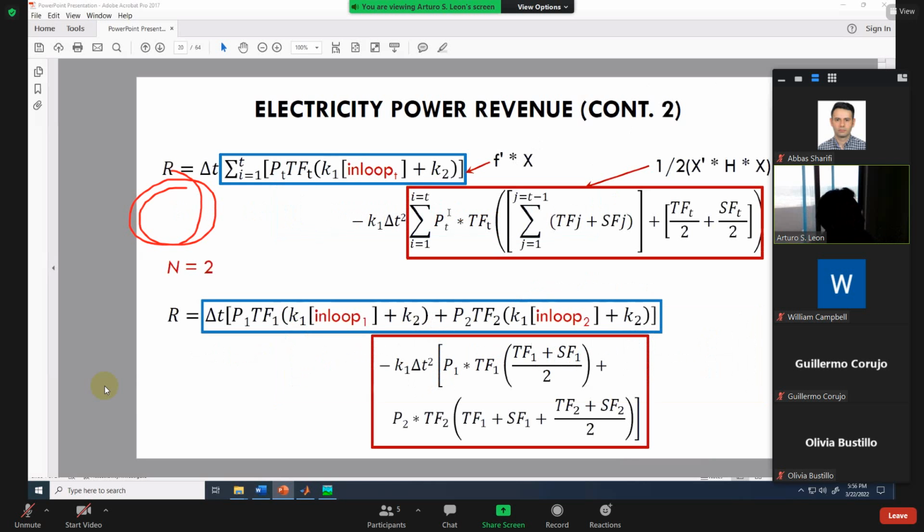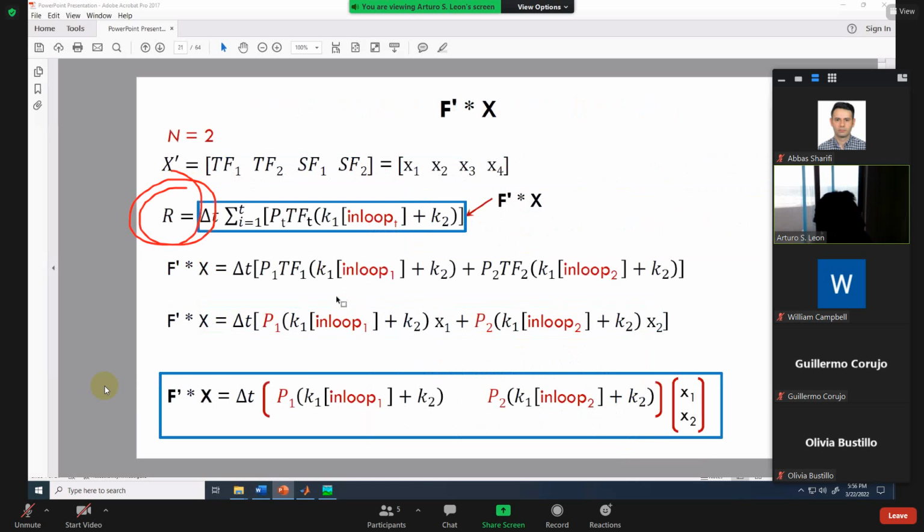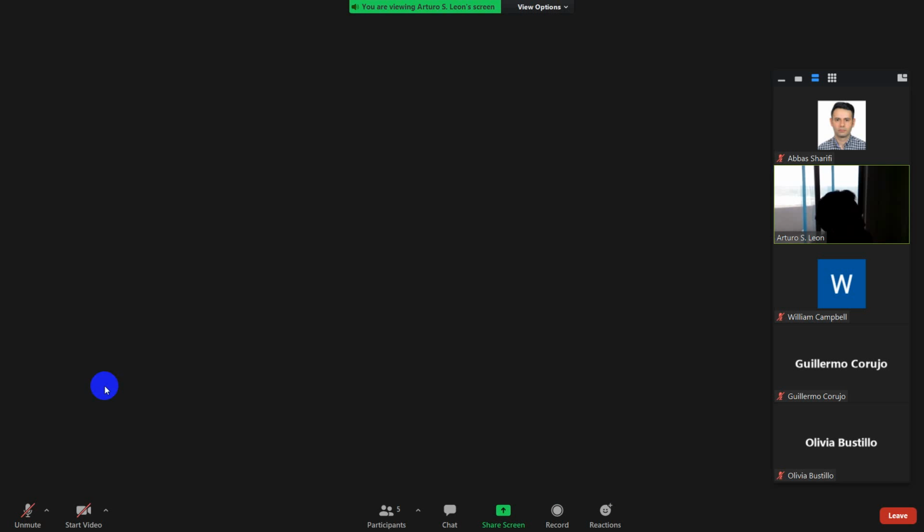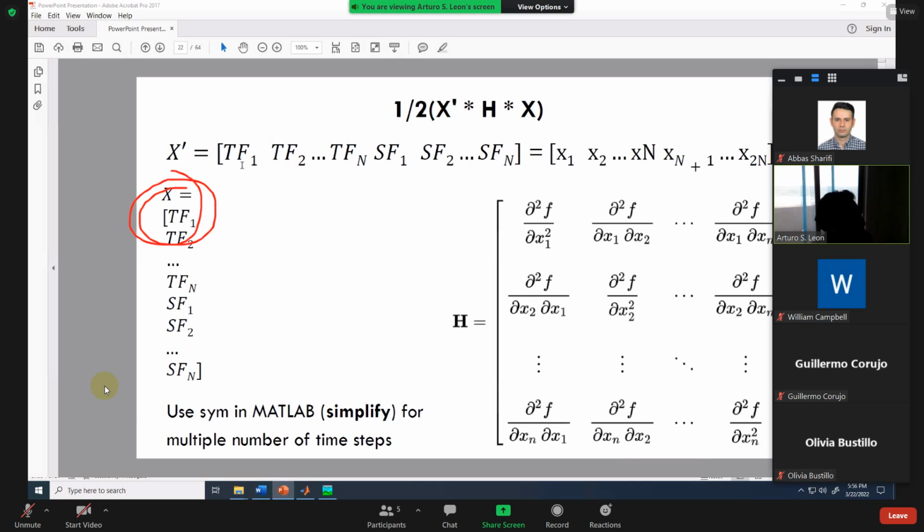Okay, so now I can do that simply by converting. I'm converting to matrices and vectors. So here I have the turbine flow: turbine flow 1, turbine flow 2, turbine flow N. And I have the spillway flow 1, spillway flow 2, spillway flow N. N is the number of hours. For example, if I operate for 1 week, it will be 24 hours times 7, right? So I will have this number of variables.